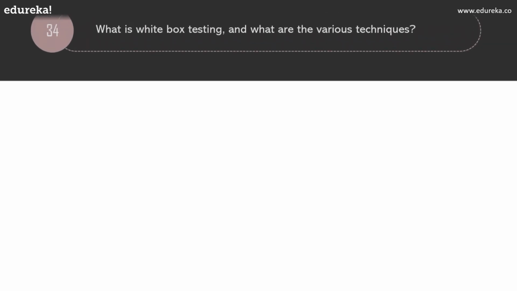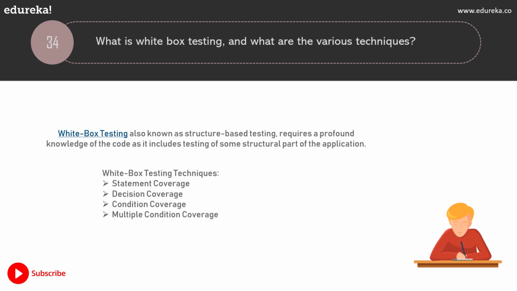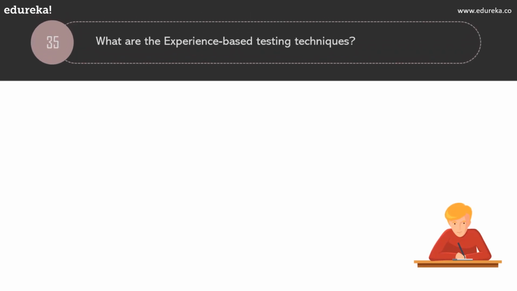The next question is also somewhat similar to that. What is white box testing and what are its various techniques? White box testing is also known as structure based testing. It requires a profound knowledge of code as it includes testing of some internal structures of the application. So unlike black box testing, in white box testing the tester needs to have some sort of knowledge regarding the internal architecture of the application that he is testing. The purpose, if you ask, is to enhance security, check the flow of input and output through the application, and to improve the design, usability, and all that. Various techniques that come under white box testing are decision coverage, statement coverage, condition coverage, multiple condition coverage, and many others.